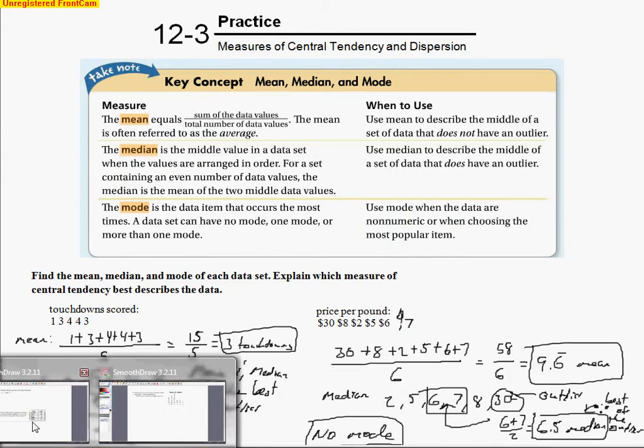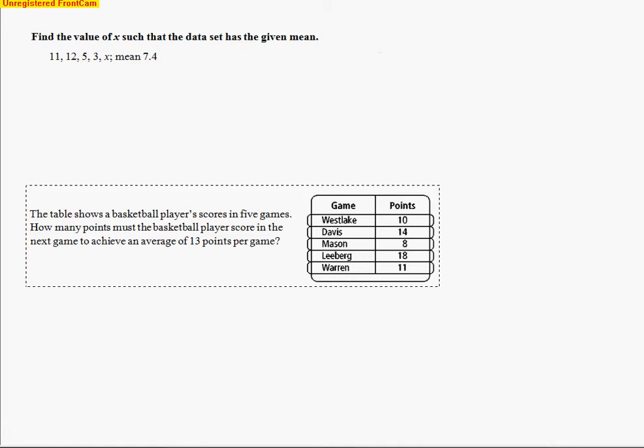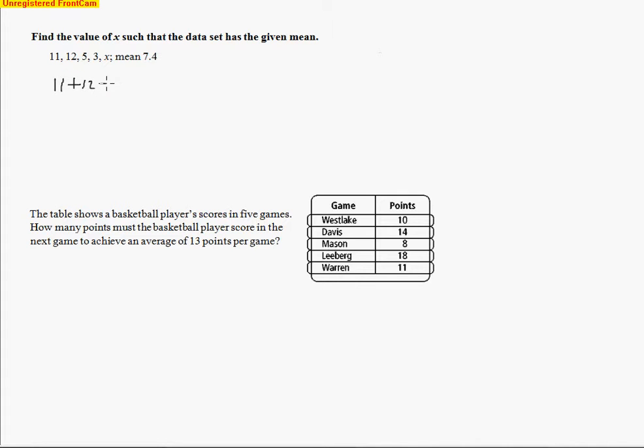Let's go ahead and take a look at the next problem, and that says here to find the value of x such that the data set has the given mean. So now they're giving us the mean, but they don't give us all the numbers. So what we have to do is take all the values that we have and add them together, including the x, and divide by the number of numbers, 1, 2, 3, 4, 5, and set that equal to what the mean is. And so the first step I'm going to do is get rid of this denominator of 5, so I'm going to multiply by 5 on both sides.